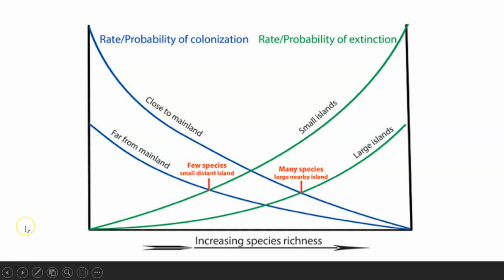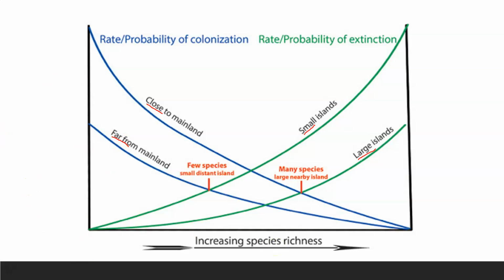So here's what appears to be an overwhelming graph. We're going to take it piece by piece and come up with some explanations for how we can classify the diversity of different islands. We've got two sets of lines. The first is the rates and probability of colonization, so things appearing on the island, and the rate and probability of extinction. So we are going to look at what happens when you're close to the mainland and when you're far from the mainland, and on small islands and on large islands.